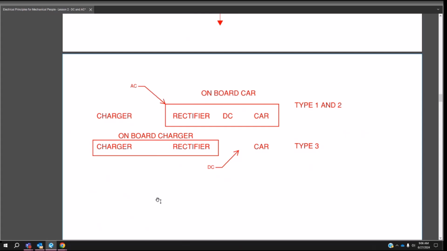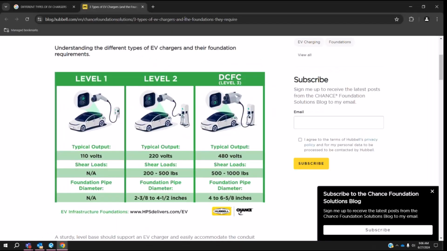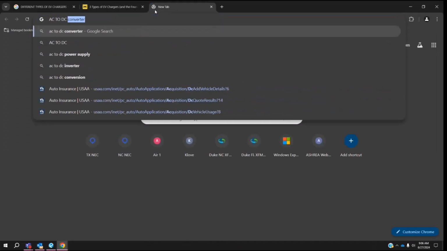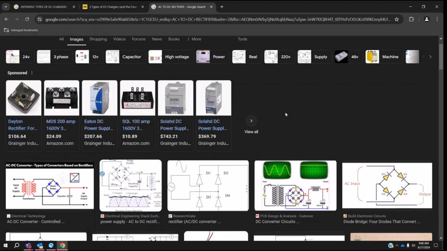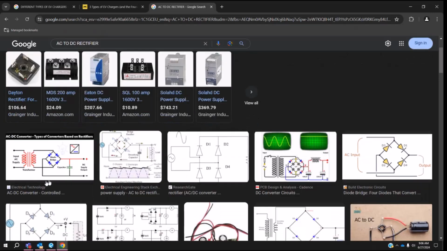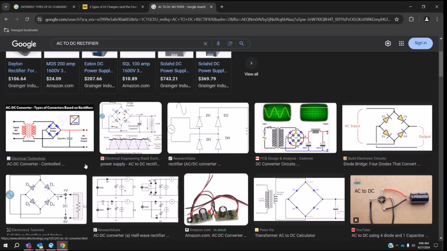So the rectifier is the converter? Yes. It's what's converting AC to DC. Correct. I didn't use the right word. So there are inverters and there are rectifiers. When you're going AC to DC, it's a rectifier. At least that's what was taught to me.